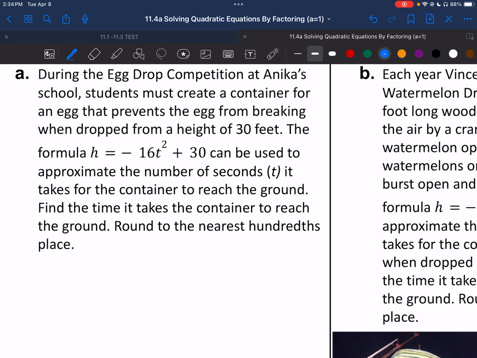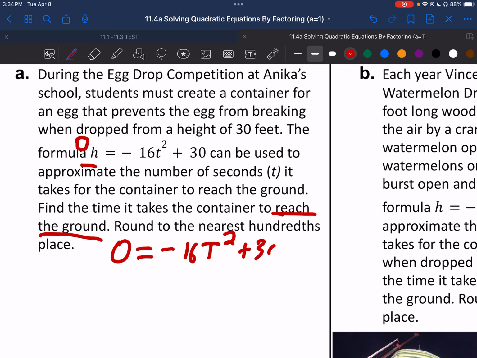So, height is going to be 0 because we want it to be when it hits the ground, right? So, reaches the ground. And we're finding what time is going to be there. So we substitute in 0 for height, and we've got negative 16t squared plus 30.